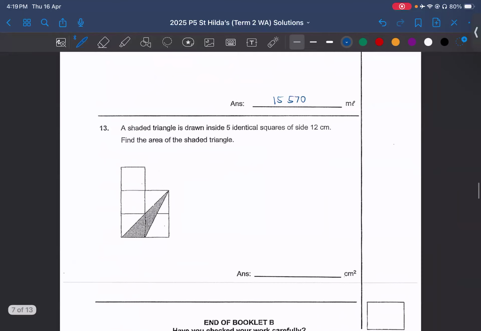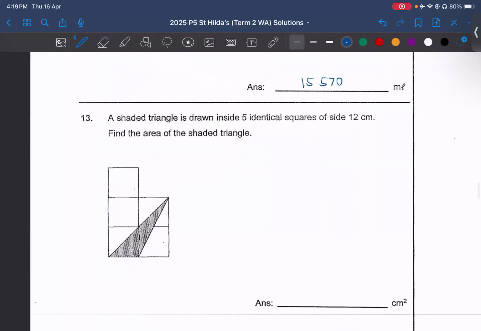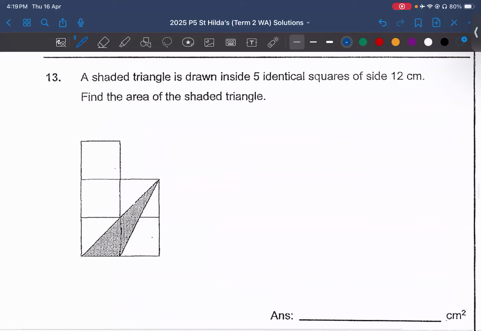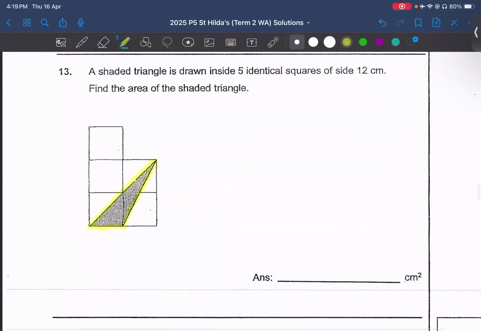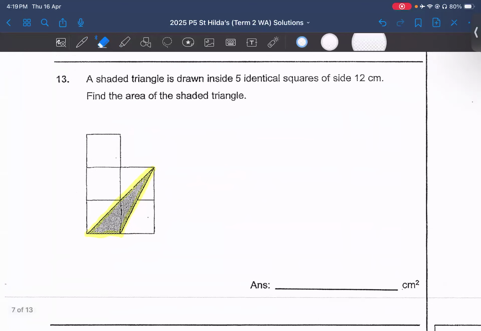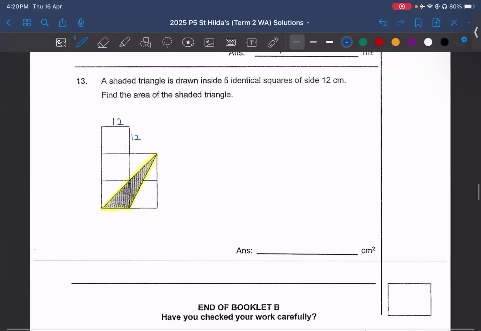Okay, for question 13, a shaded triangle is drawn inside 5 identical squares, each of side 12 centimeters. Find the area of the shaded triangle. So we want to find the area of this shaded triangle. First we know that the side of the square is 12 cm by 12 cm. So I'm just going to label the relevant dimensions. 12 cm by 12 cm is for 1 square.